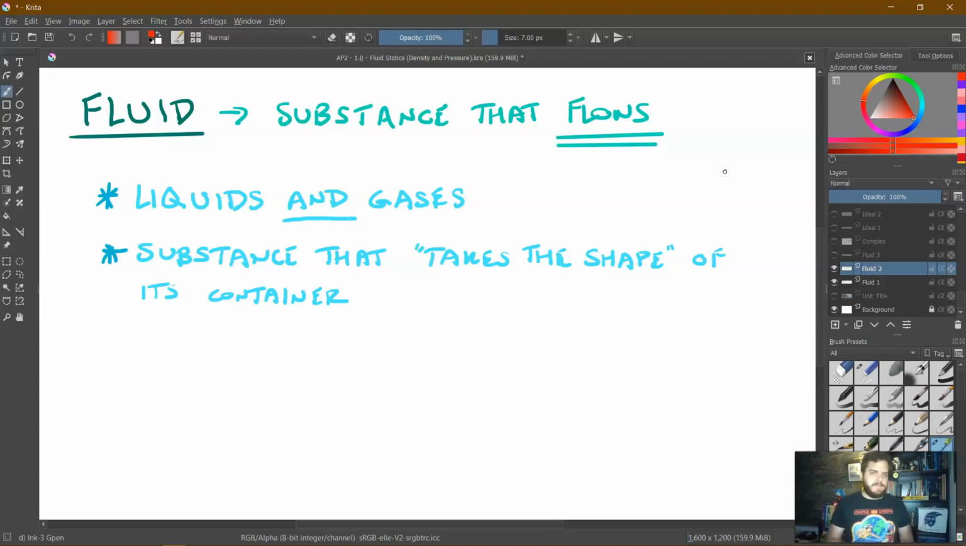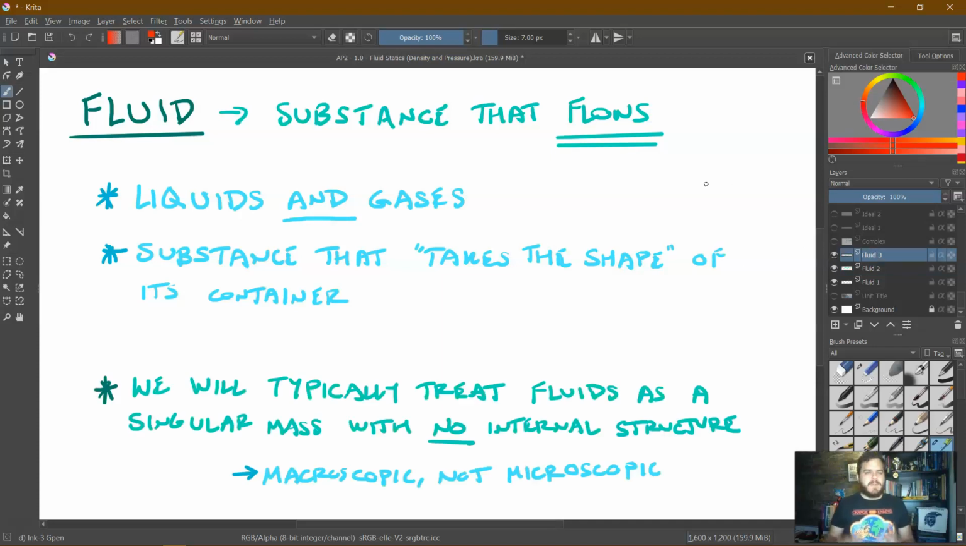Now, an important thing about this flowing is that it allows us to treat fluids, and we're going to go ahead and do this, as if they are a singular mass with no internal structure. So much like we did with solid objects last year, we can treat an object as though it's a single piece. We can treat the fluid as if it is a single piece. So we're going to be focusing on its macroscopic properties, not the microscopic properties of how the atoms are attracted to each other, how they move past each other, all those sorts of things. We're going to be looking at the big picture here.